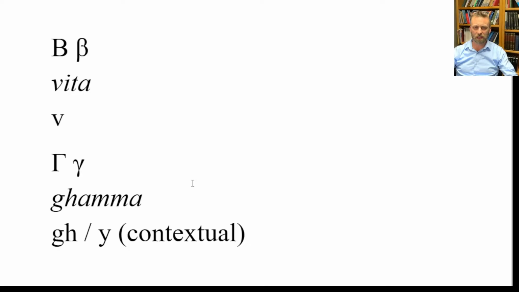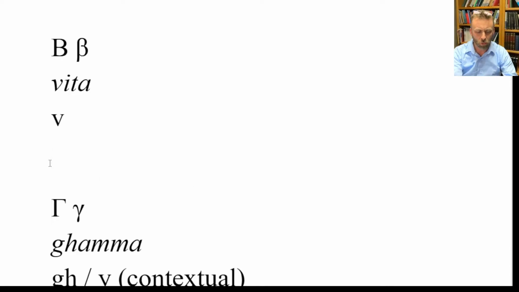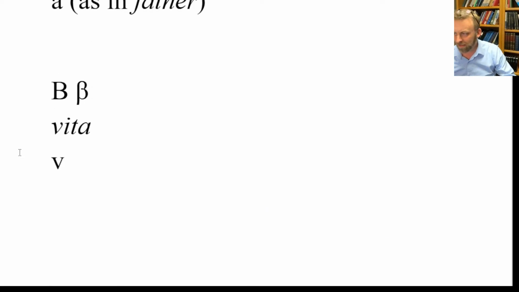Vita. Now, in traditional pronunciation, we're going to pronounce that as beta. That's how I was taught to pronounce it, and that's how anybody trained in Erasmian will pronounce it, which is fine. But in modern Greek pronunciation, it's going to be pronounced vita, making a V sound.